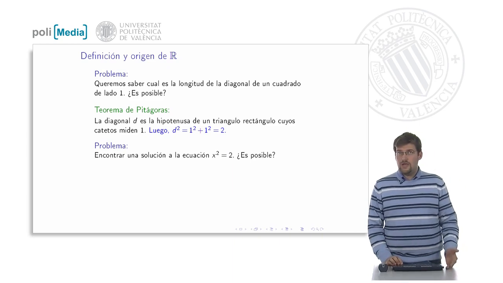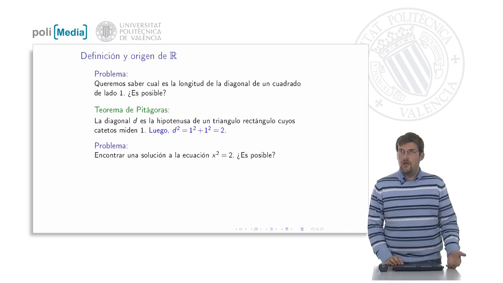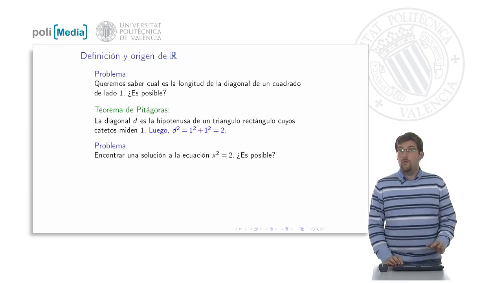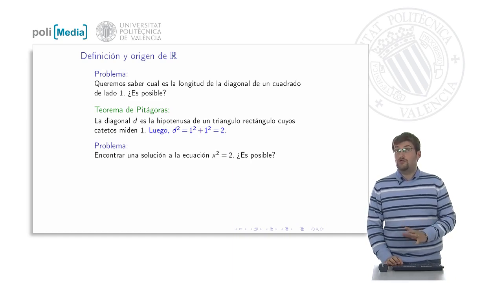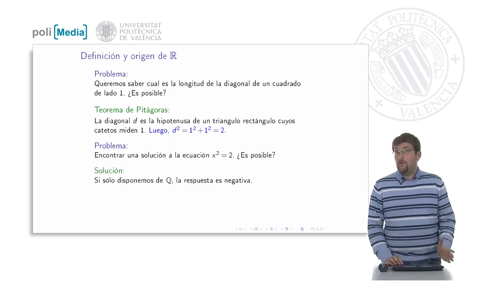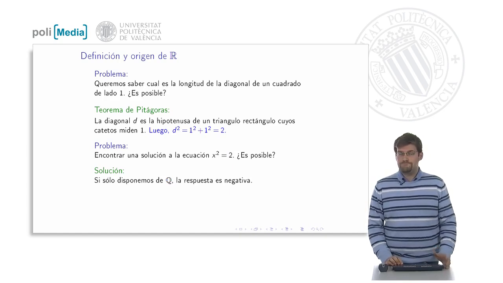Is it possible to solve this equation? Is there a rational number whose square equals 2? The answer is no. If we look for a solution in the set of rational numbers, we will not find such a number.